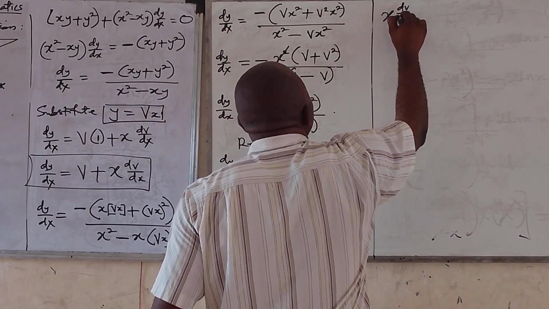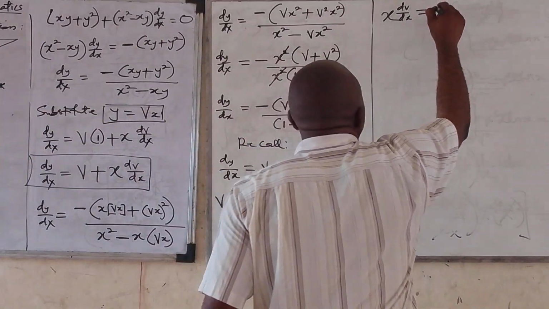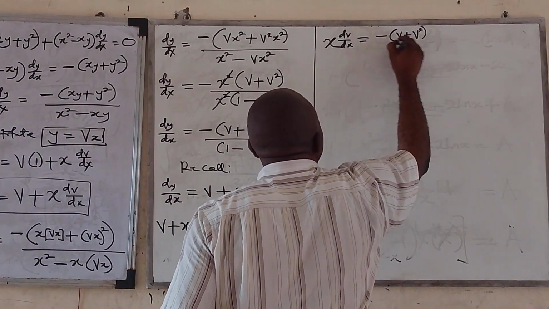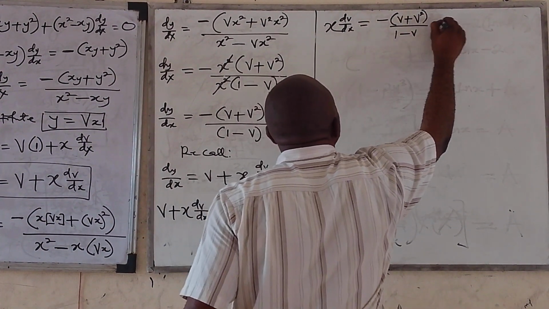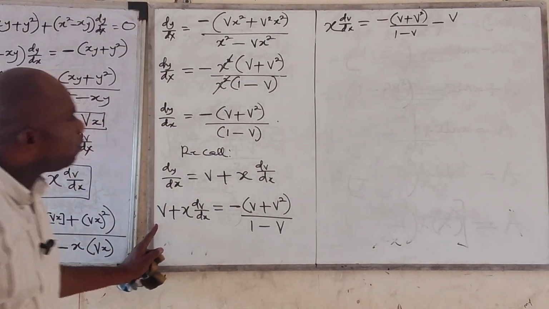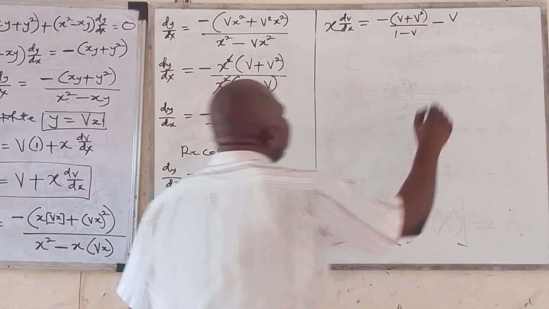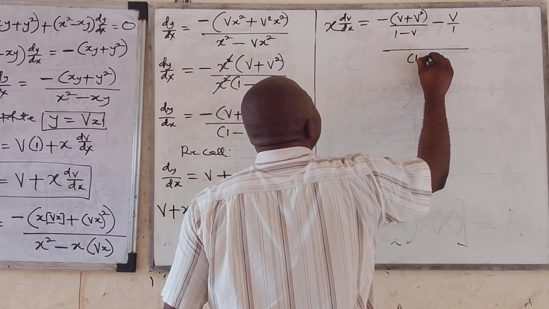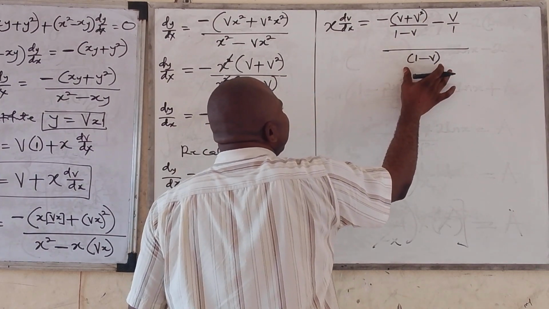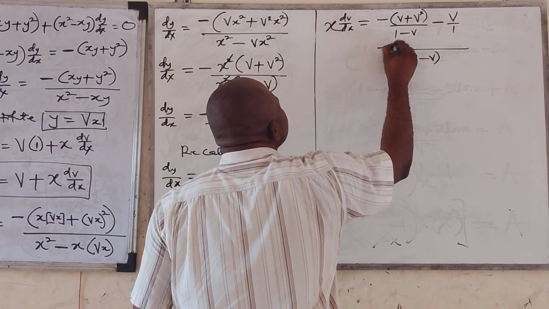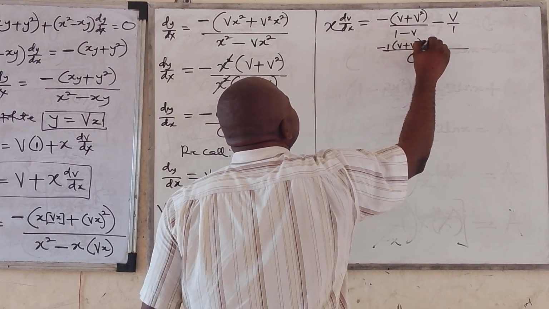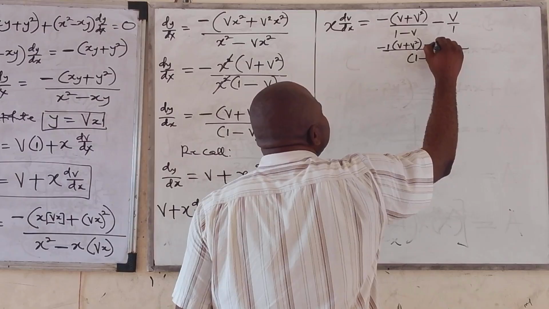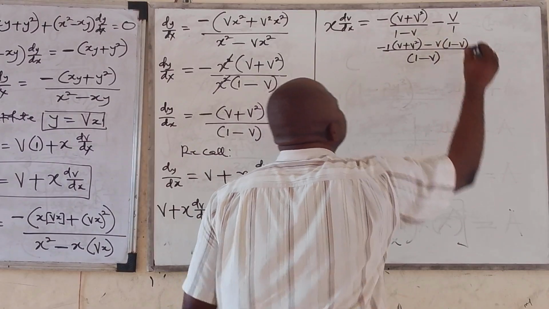x dv/dx will be equal to, we have minus (v plus v squared) all over 1 minus v. And here we have minus v. Taking this plus v to the other side, that's minus v. So here we have minus v all over 1. Now the LCM of 1 minus v and 1 is 1 minus v. 1 minus v into 1 minus v is 1. 1 times this becomes minus 1 in bracket v plus v squared, minus 1 into 1 minus v is 1 minus v. 1 minus v times v becomes v in bracket 1 minus v.